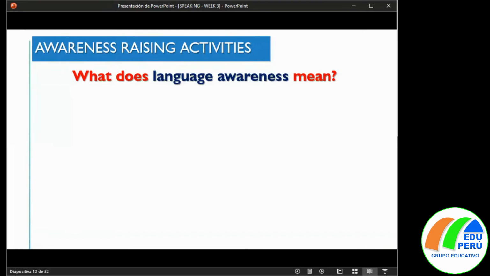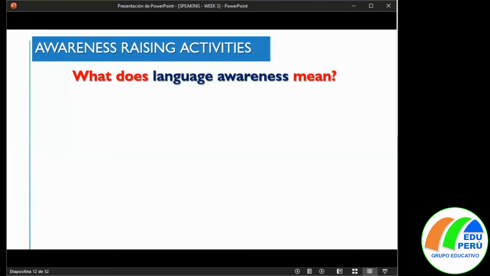What is that? Language awareness. So it means how ready you are, how able you are to talk, to speak, to manage the language, in this case, English. Yeah, this is availability. But one of the aspects related to availability is to be aware about the language characteristics, patterns, structures.